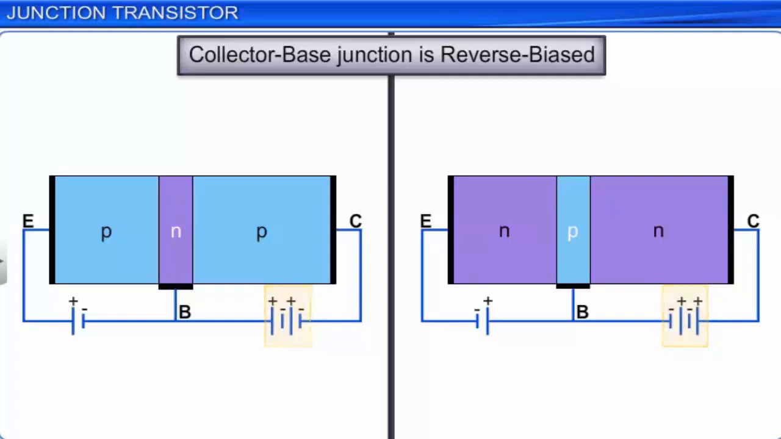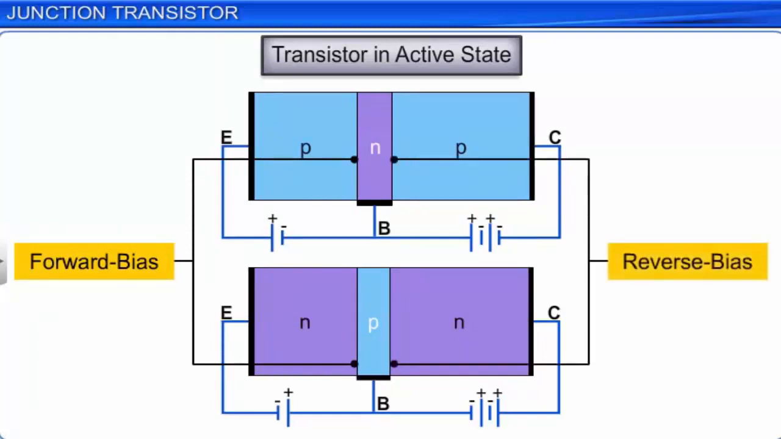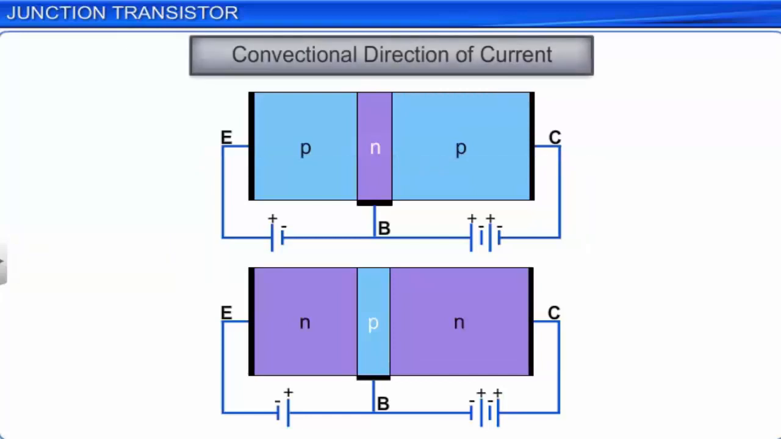Before we discuss the working of PNP and NPN transistors in the active state, let us recall that by convention, the direction of electric current is taken opposite to the direction of the flow of electrons, that is, in the same direction as the flow of holes.